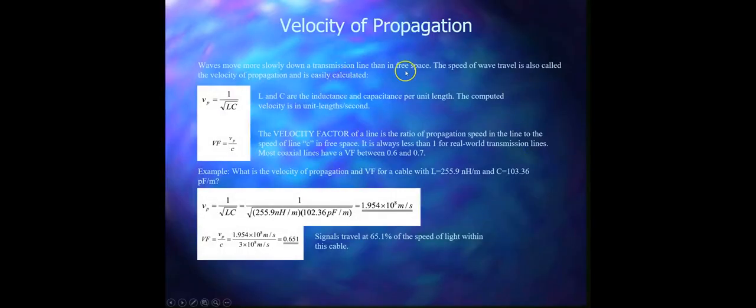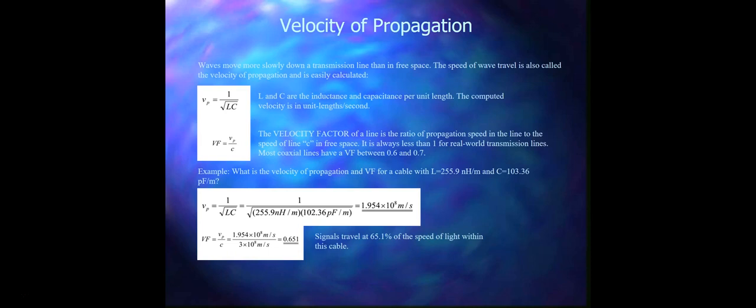Now here the definition of velocity of propagation is given, and it says when waves move more slowly down a transmission line than in free space, the speed of wave travel is also called the velocity of propagation, and it can be easily calculated by this formula, where L and C are the inductance and capacitance per unit length, and the computed velocity is in unit lengths per second.